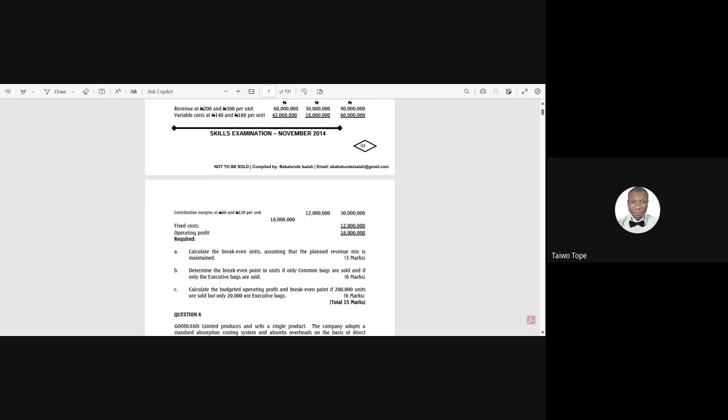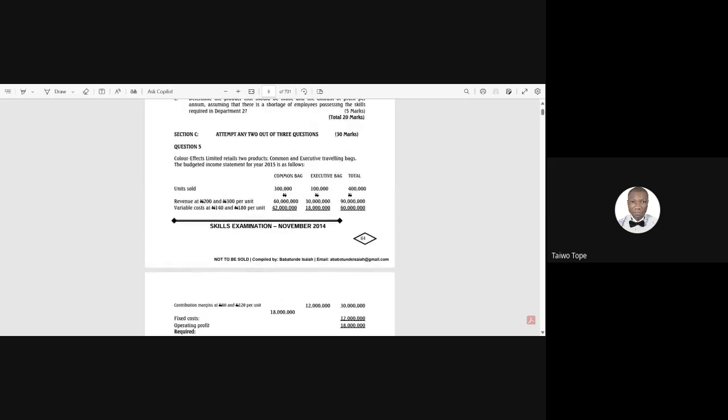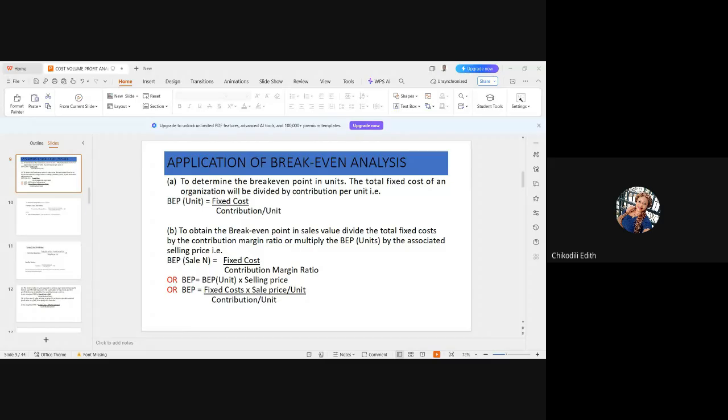units, assuming that the planned revenue mix is maintained. Break-even units. You can solve this in two ways. First, you can solve it this way. Let me show you this slide. Let's go back to the working slide. Let's look at this formula. When you are given sales value, you want to get break-even in sales. This is the formula.